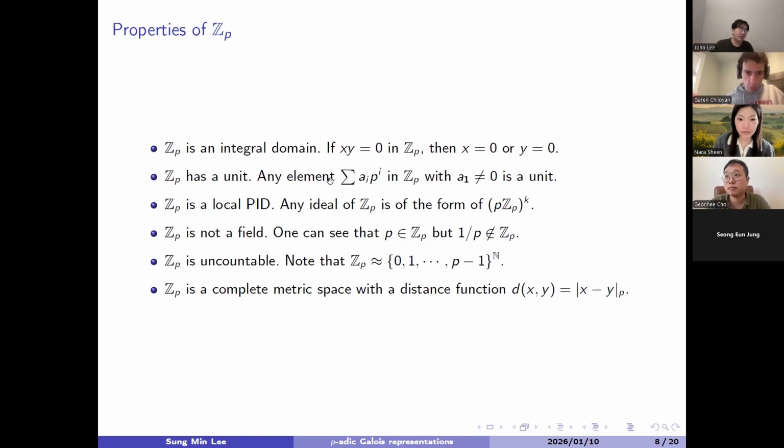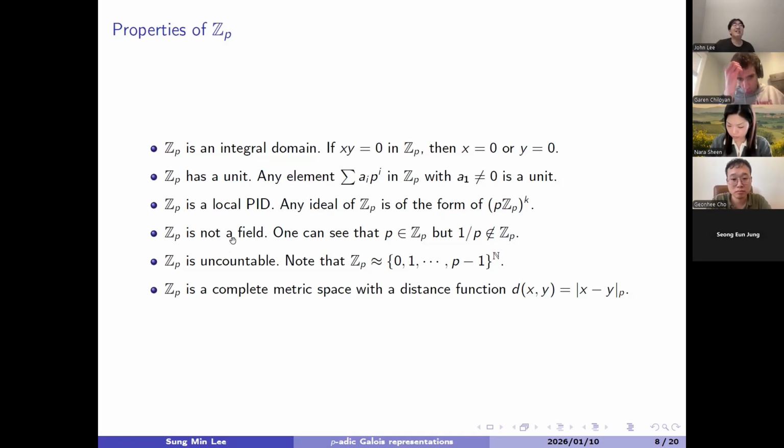Z_p has units. Any element in Z_p that is a unit is in the form where a_0 is non-zero. So, I mean, not a_1, but should be a_0, my bad. The first coefficient should be non-zero, or if you write it down as an infinite tuple, the first term should be non-zero. It's a local PID. First of all, local means every prime ideal is a maximal ideal. PID means every ideal is principally generated, generated by a single element. So yes, any ideal in Z_p is of the form like this one, and we get the maximal ideal only if k equals 1.